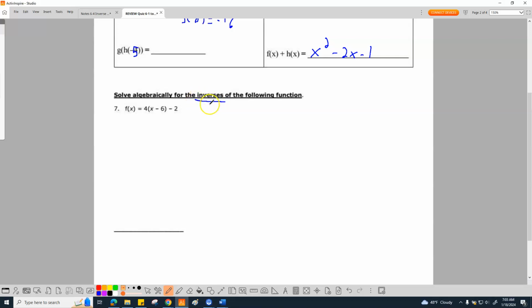What do we mean by inverses? On this level of math, what we mean by inverse is you switch the x and y. What does inverse mean? Switch the x and y.